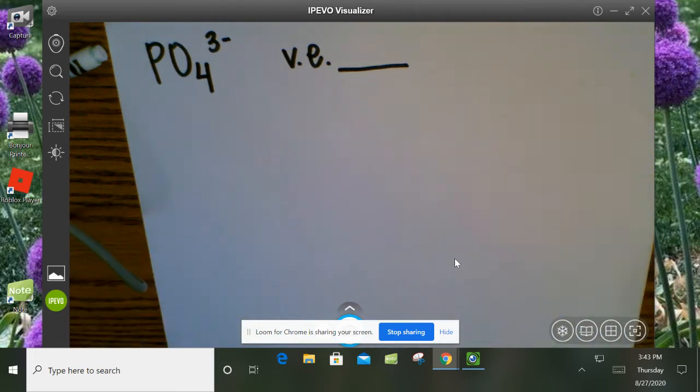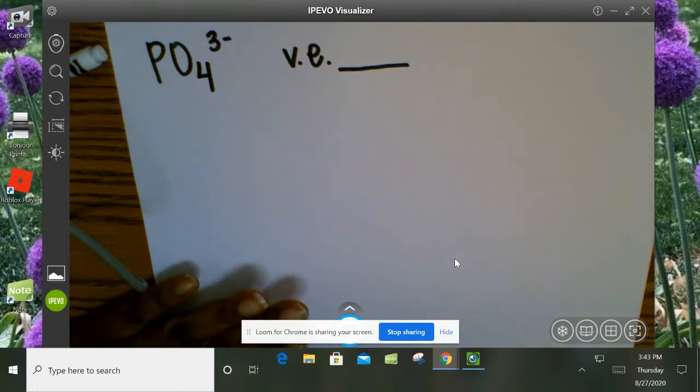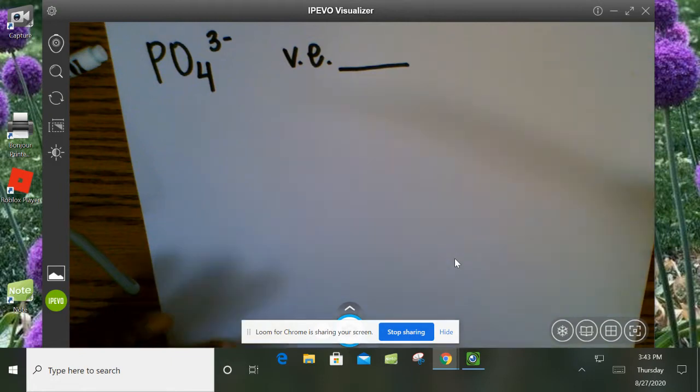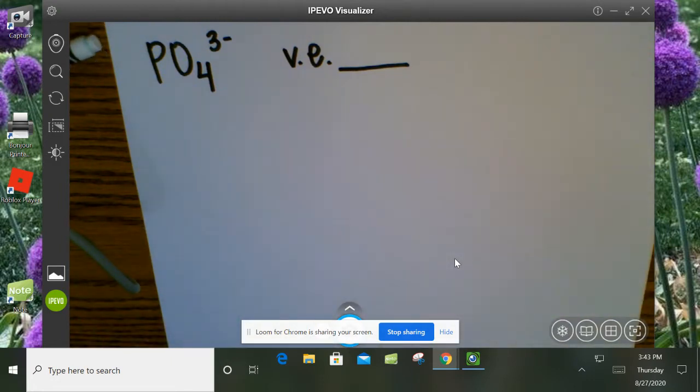All right, let's look at how to do Lewis structures for polyatomic ions. Let me give you a little background information on polyatomic ions. They are ions, charged particles, that have more than one element. So this particular polyatomic ion is made up of one phosphorus atom and not three, but four oxygen atoms.